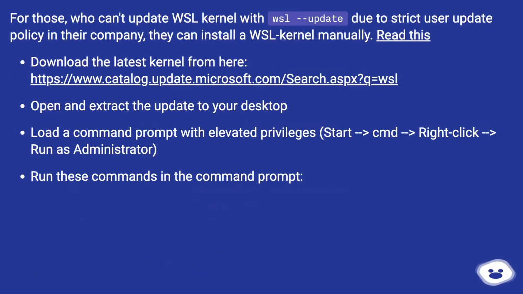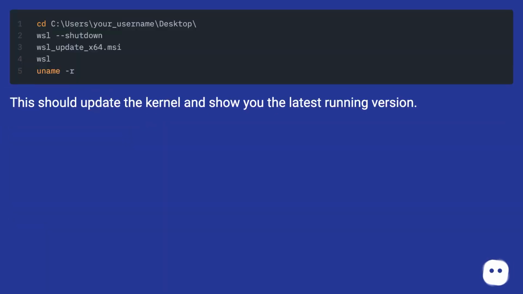For those who can't update WSL kernel with WSL Update due to strict user update policy in their company, they can install a WSL kernel manually. Read this. Download the latest kernel from here, this URL, open and extract the update to your desktop. Load a command prompt with elevated privileges: Start > CMD > right click > run as administrator. Run these commands in the command prompt. This should update the kernel and show you the latest running version.